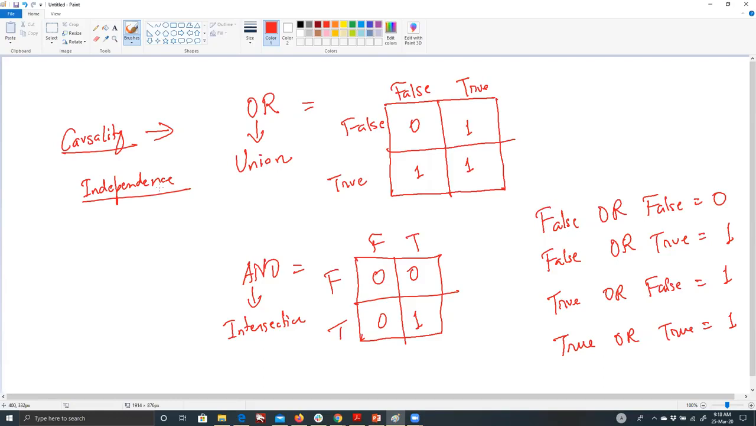Okay, let me give you an example. It's slightly tricky, but try to understand this. Okay, let me put it like this. The increase in temperature raises the sales of sunglasses. True or false?